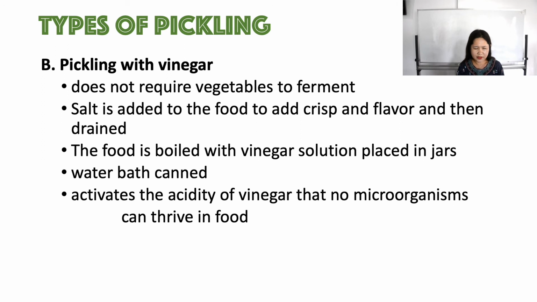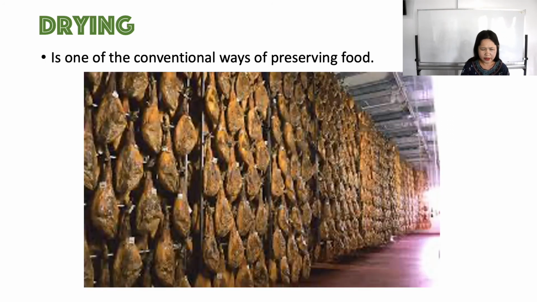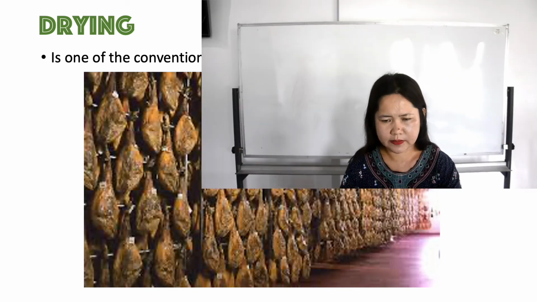Letter D. Pickling with vinegar does not require the vegetable to ferment. Salt is added to the food to add crispness and flavor, and it is left to drain. Then it is put in boiled water with the vinegar solution, placed in a jar, and canned. This process activates the vinegar so that no organism can thrive in the food. Next, drying. Drying is one of the conventional ways of preserving food. Example, dried fish.